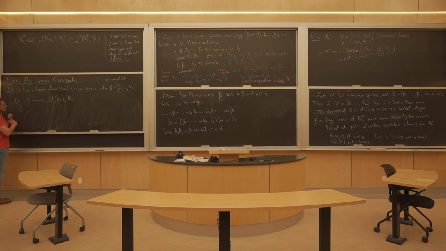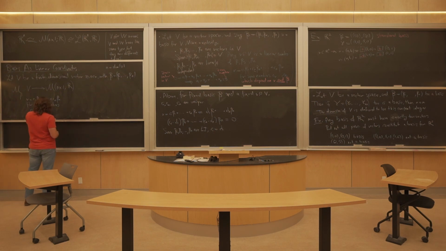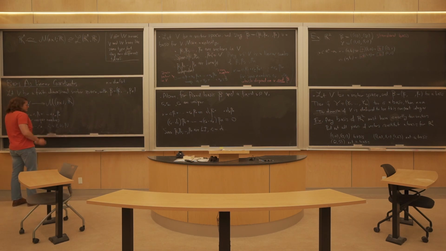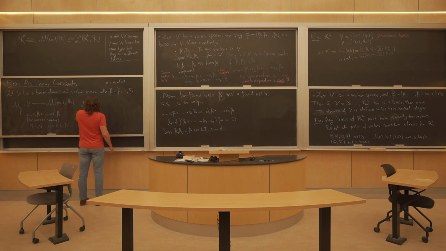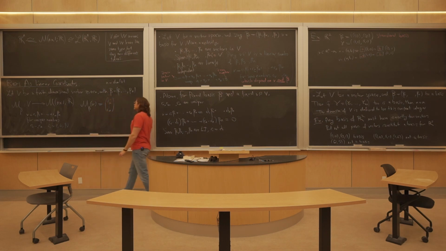So if I take a vector here, I know that it is of this form for unique numbers C1 to Cn. Okay, so if you want, you can think of it like this. C1 is really C1 of v comma beta, right? They are like functions of the vector and the basis. So Ci really is a function of v and beta. Now, this linear map does this. Okay.